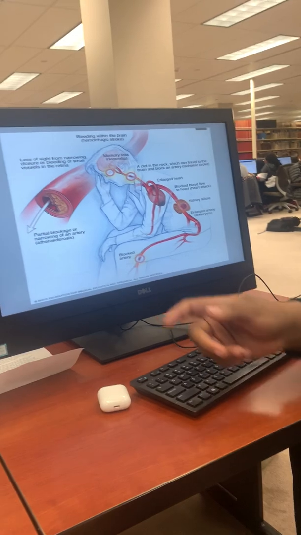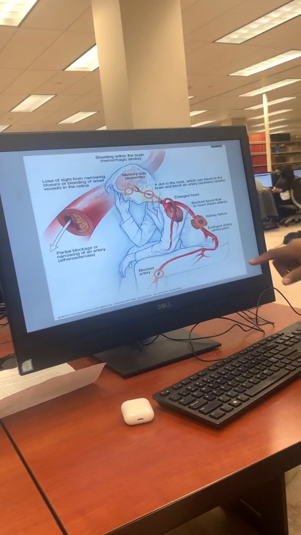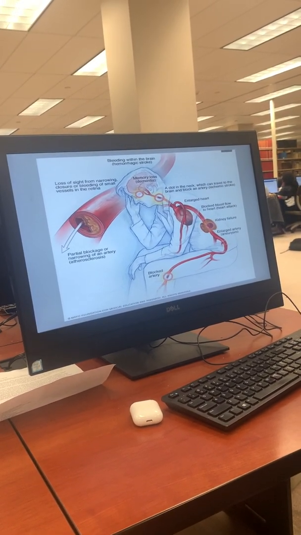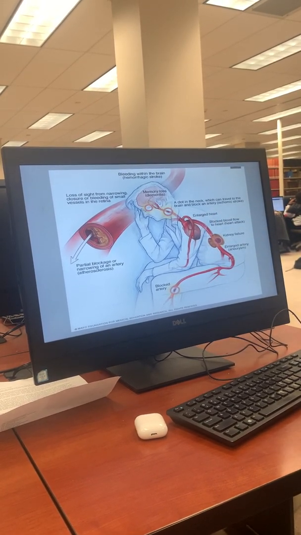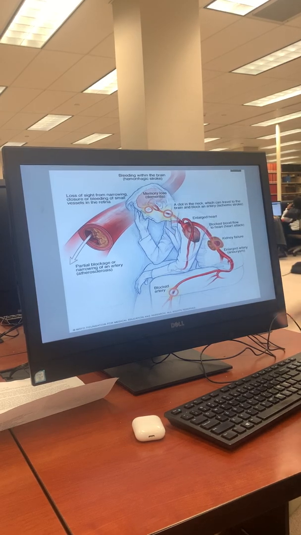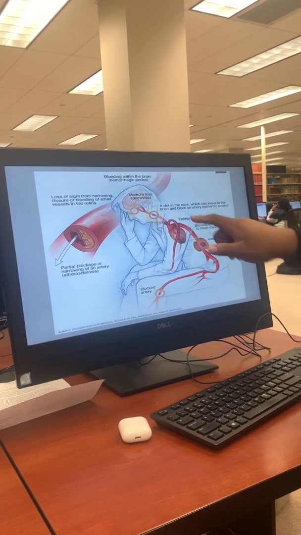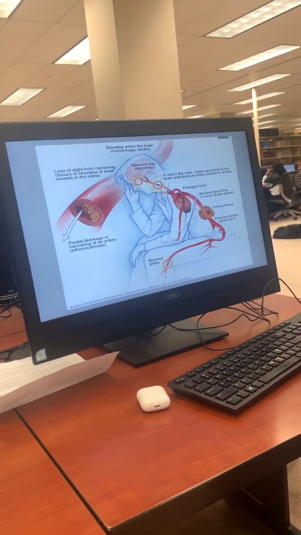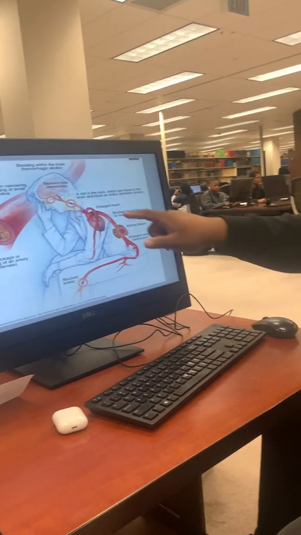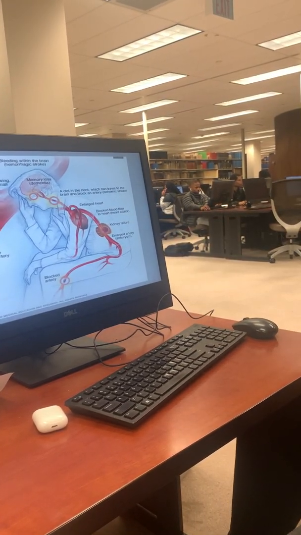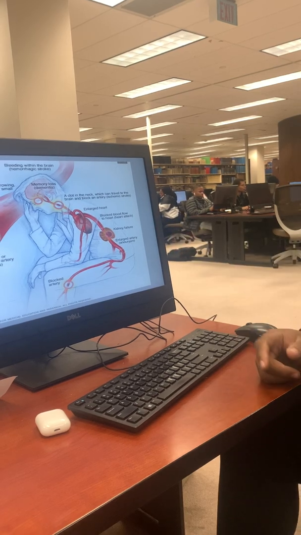This is a little picture showing different things that hypertension can cause to the body. It can cause dementia, what he just talked about, and memory loss. A clot in the neck can travel to the brain and block the artery, causing a stroke. It can cause an enlarged heart, and blocked blood flow to the heart, which causes a heart attack.